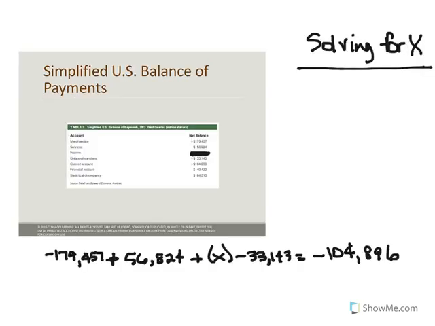Now let's say that I gave you a balance sheet and I wanted you to solve for one of the accounts. So you'll notice here that I'm looking at the simplified U.S. balance sheet, but I don't give you the value of the income account, and I'm asking you to solve for the value of the income account. So you would just think of this as basic algebra. In other words, you're solving for X. We know that the current account balance is going to be equal to the sum of the four sub-accounts: merchandise, services, income, and unilateral transfers.